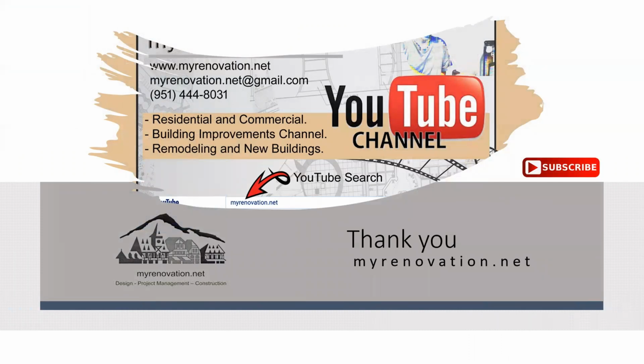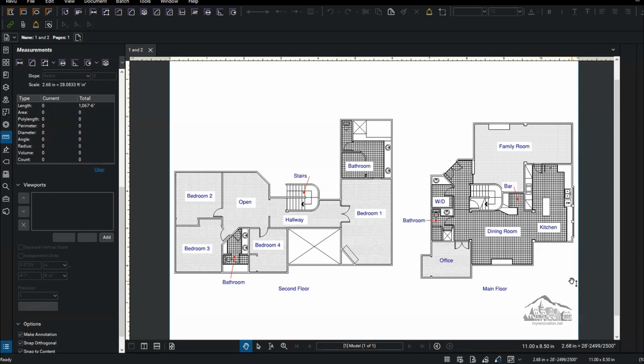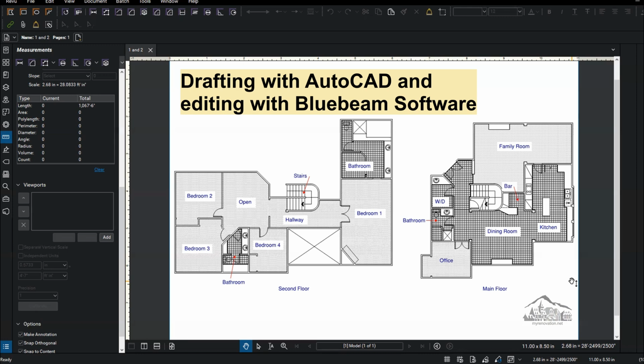So now let's start our video. The first step of the measurement is to create your layout. The layout doesn't have to be this professional, as long as you can read it and you put measurements on it so we can figure out the square footage and how much square footage is required. That's all you need.